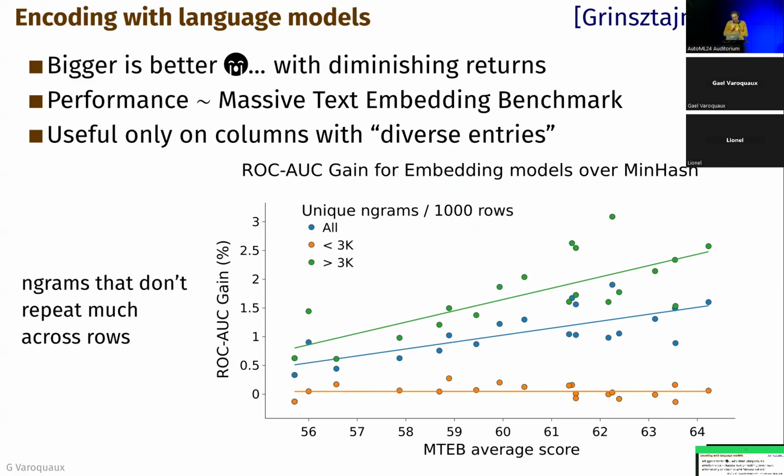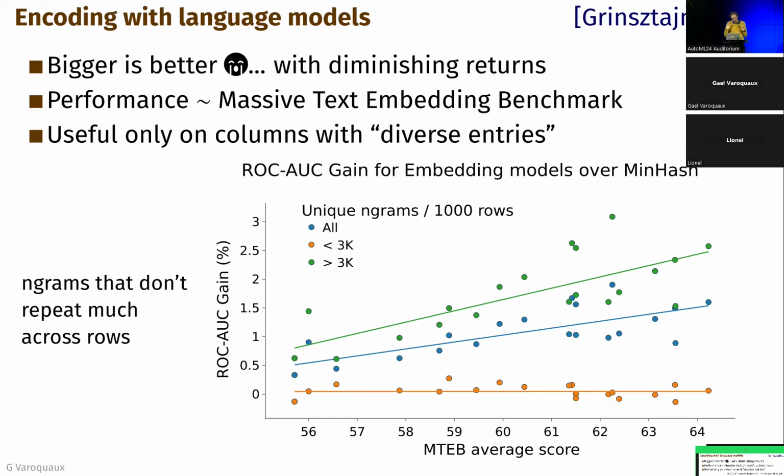performance benefit. What we see first is that the performance in the kind of applications we have, prediction on tabular data, correlates very well with the performance on what's known as the massive text embedding benchmark, a classic benchmark of text embedding with language models. But we also saw that this was only useful for columns that have what I call diverse entries.